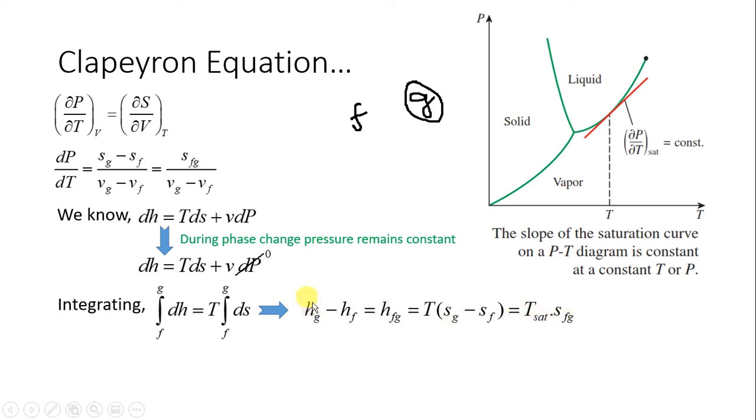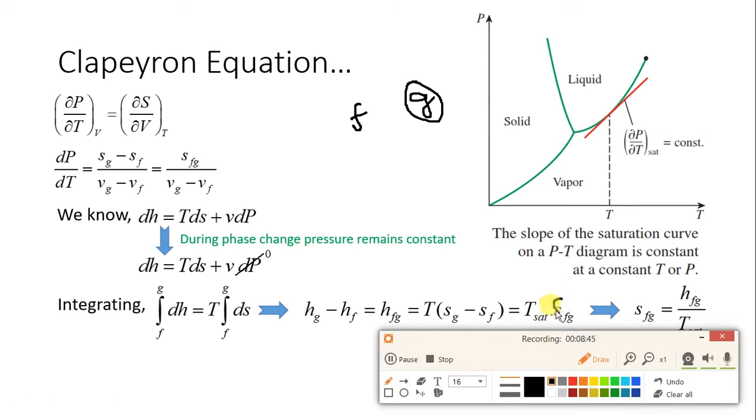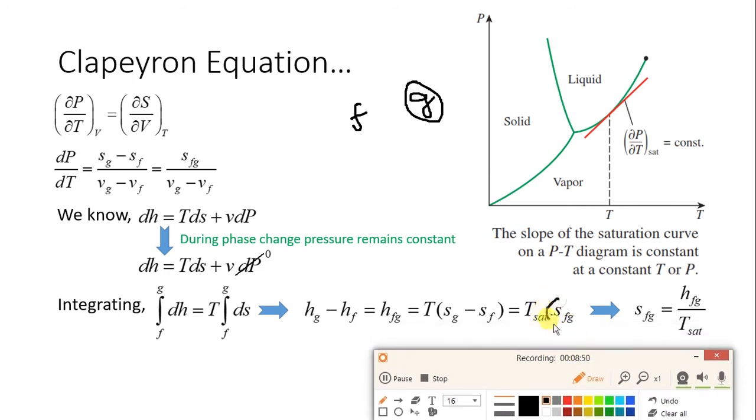So the final relation is like this: Hfg is equal to Tsat into Sfg. So from this what can we write? Sfg is what? See this. This Sfg will be Hfg divided by Tsat. Okay, same thing I have written over here.